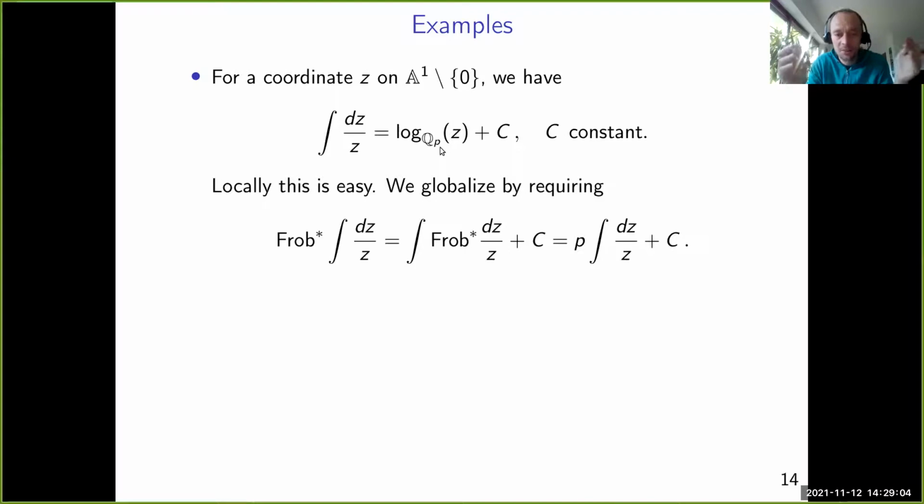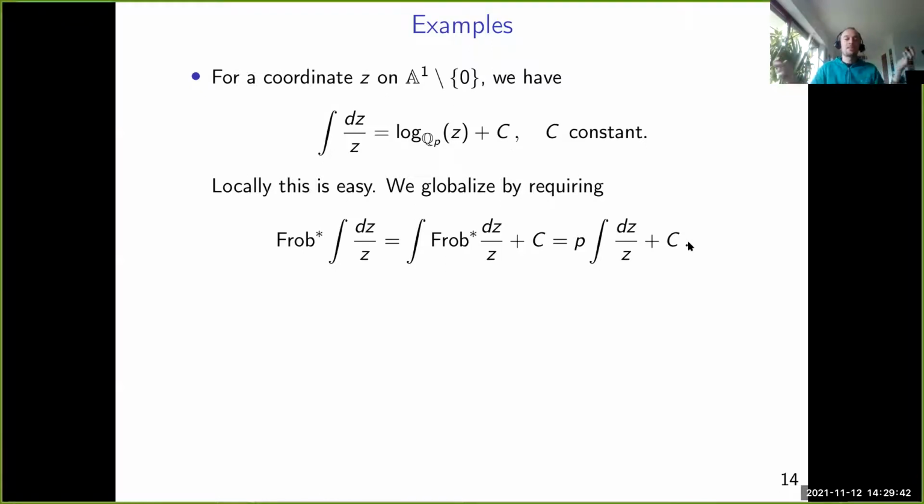But now we want to globalize. I want to say that I can choose the same constant c for all disks, if you want, right? If I cover A1 minus the origin with these. And I do that by requiring that acting on the integral of dz over z by Frobenius should be the same, up to a global constant, as the integral of Frobenius upper star of dz over z. Yeah, but I know what this is, and it's just p times dz over z. And so I get this condition here that Frobenius acting on the integral of dz over z should be p times the integral of dz over z plus c.